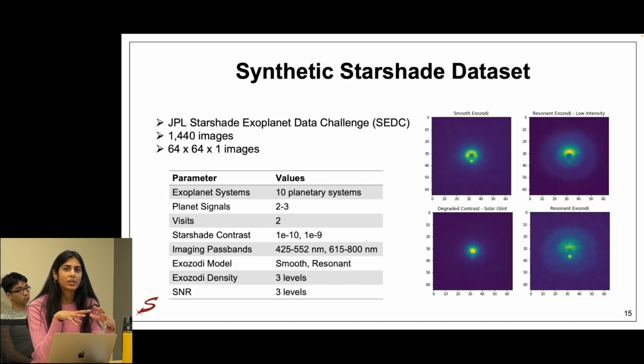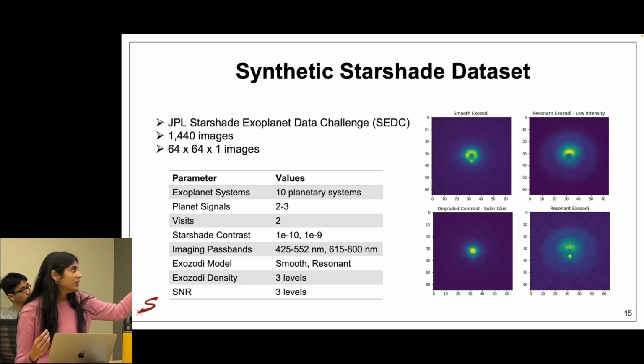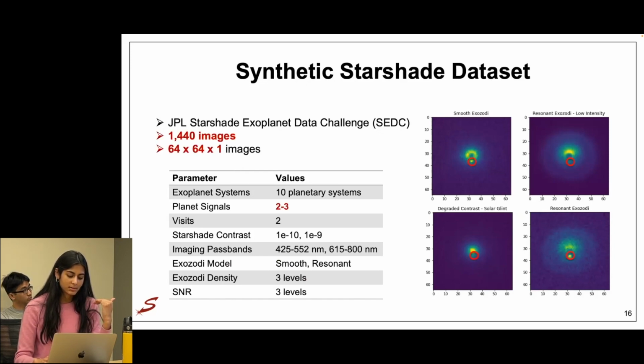So before we go into the architecture, we need to discuss the actual data that we're using and the features of this data that we should be using to inform our CNN architecture. So we're using a synthetic starshade data set that was generated by JPL using SISTER for their Starshade Exoplanet Data Challenge. And essentially, they have 20 unique exoplanet scenarios, so 10 systems with 2 visits each. And then there's varying levels of noise and intensity for all of those images, which is what generates those 1440 images. There's a few key things we need to address with this data set.